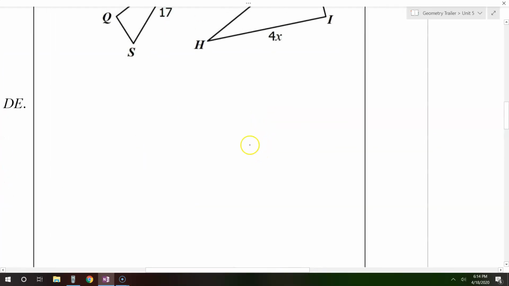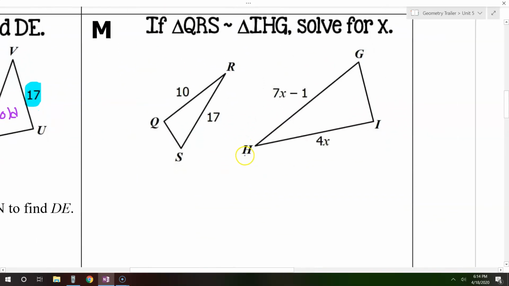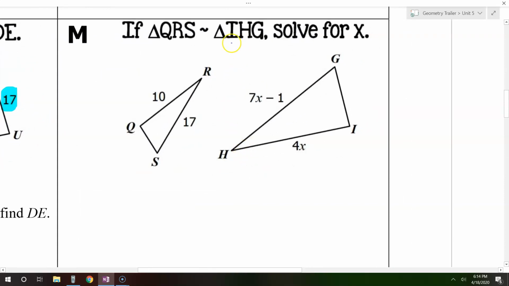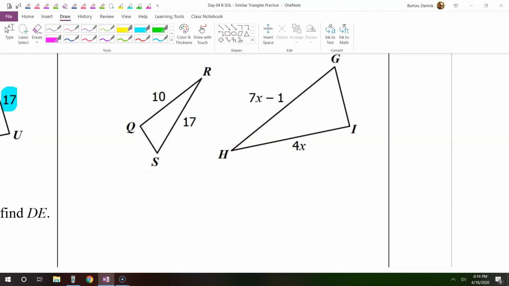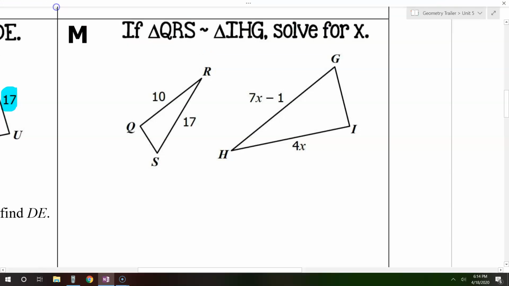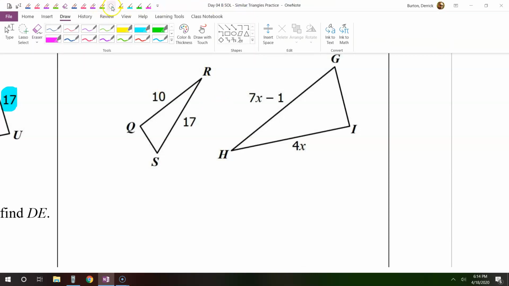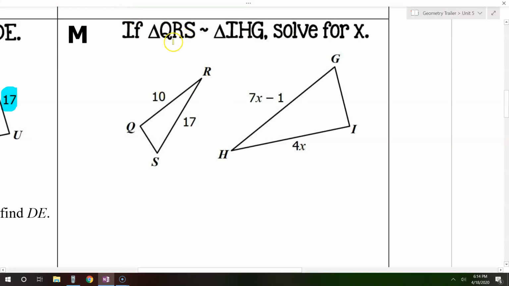Okay, it looks like we're just going to do one more problem on this video, and I will save the rest for part 2. Well, you know what? First, I need to match up those corresponding sides.